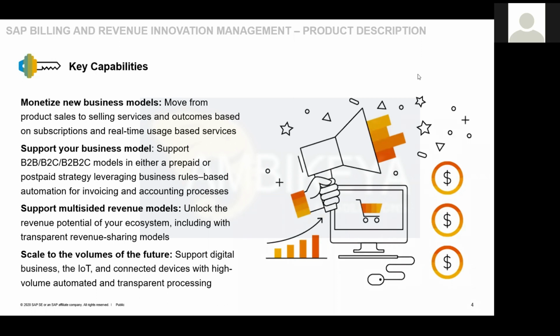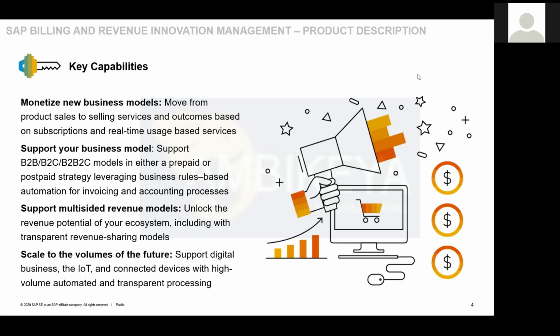With BRIM, we are able to cover the whole process from the product sales to the selling of services and outcomes based on subscriptions and real-time usage-based services. You see, with our BRIM solution, we have a focus on subscription and consumption. We don't have a focus on inventory products here. The inventory products are still covered by the sales and distribution process because we have there an integration to the material management. The focus on BRIM is definitely on subscription and consumptions.